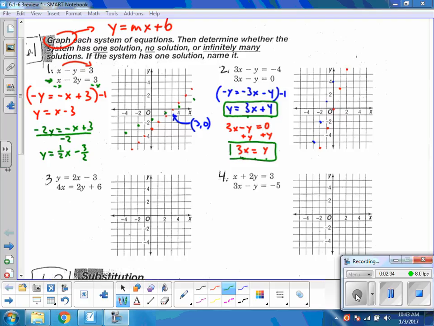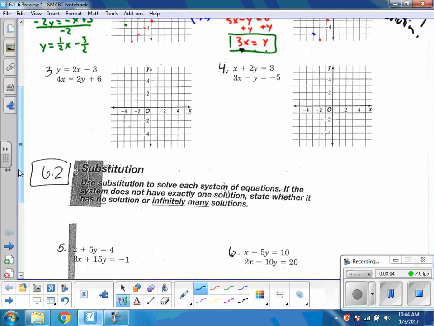Well, one thing that's interesting here is I can see that my slope is 3 and my slope is 3, so these will be parallel. Ooh, these lines are never going to cross. Infinite is designed for if they are the exact same line. These guys are never going to meet, so there is no solution on this one. So I would write no solution on this one because they are parallel lines.